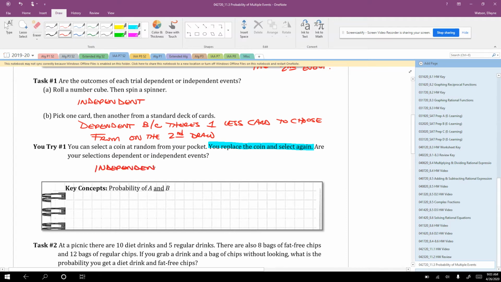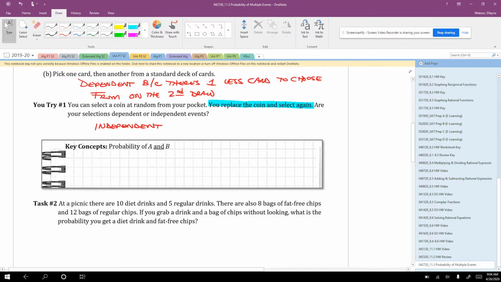Okay, and this is different from the card situation because in the card situation, you didn't put the card back in the deck. Okay, it has to tell you you replace it. But with this one, since you put the coin back in your pocket, you're starting with the same number of coins again. So what you picked the first time has no impact on what you're going to pick the second time. Okay, so why do we care?